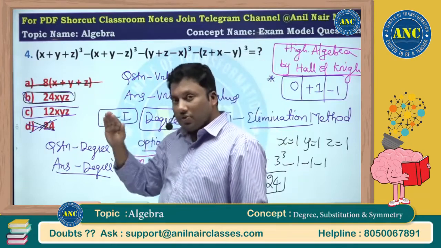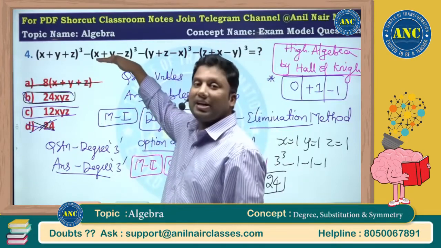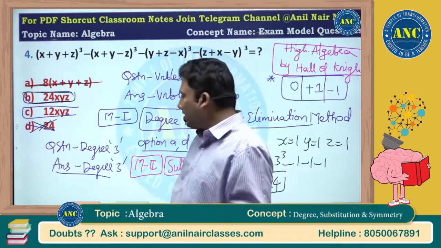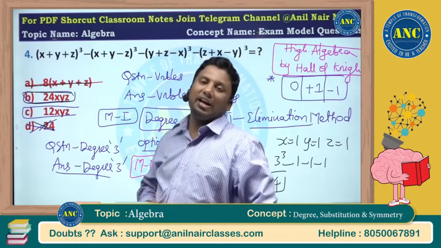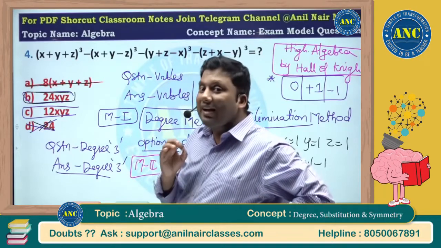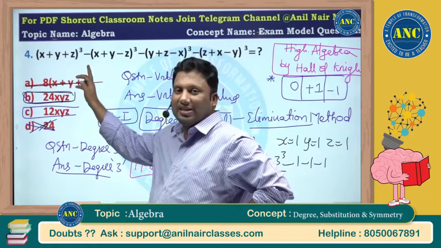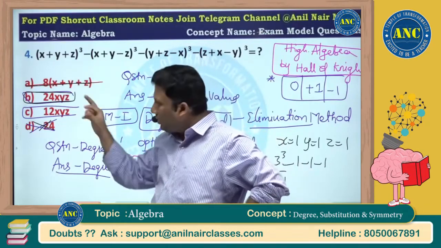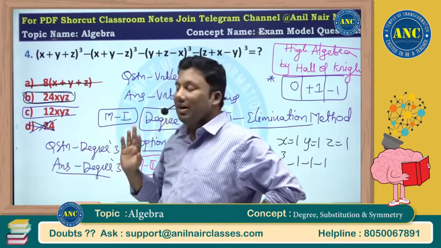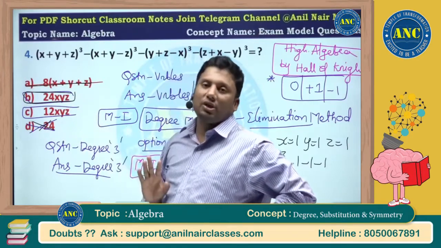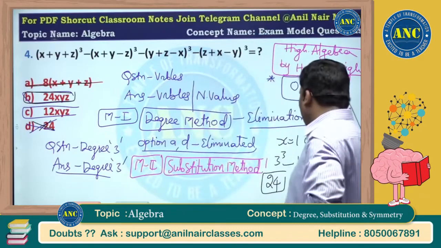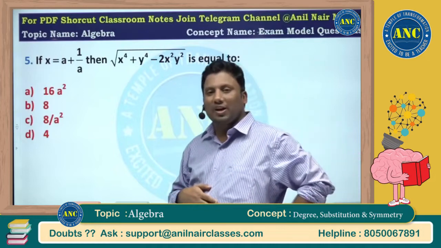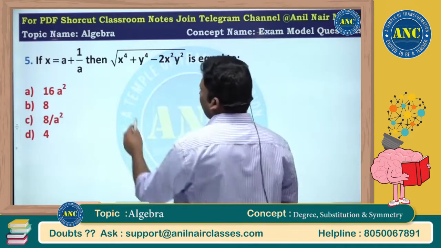Listen very carefully, sir. First thing, if the question contains variables and the answer contains variables, use the degree method. What is the degree method? The degree method will always eliminate incorrect answer options. Question degree is 3, so answer degree should also be 3. Option A and option D are eliminated. Now we are left with two options. Put x equal to 1, y equal to 1 and z equal to 1.